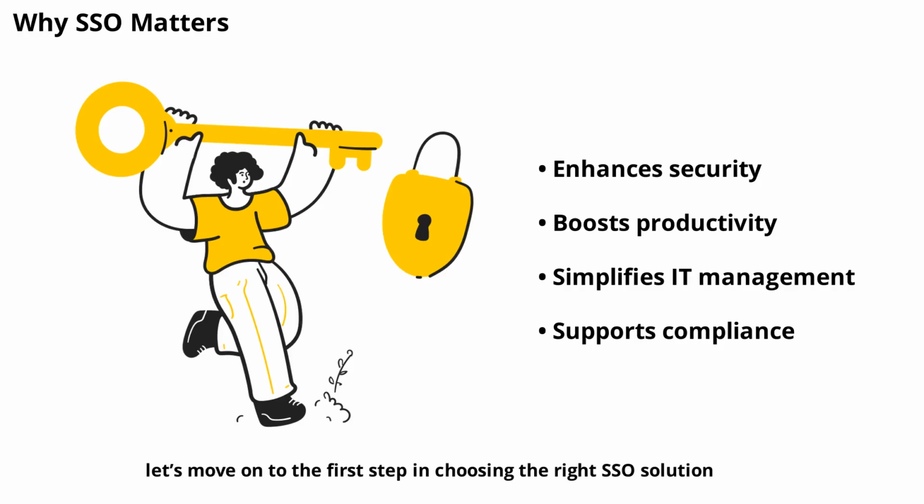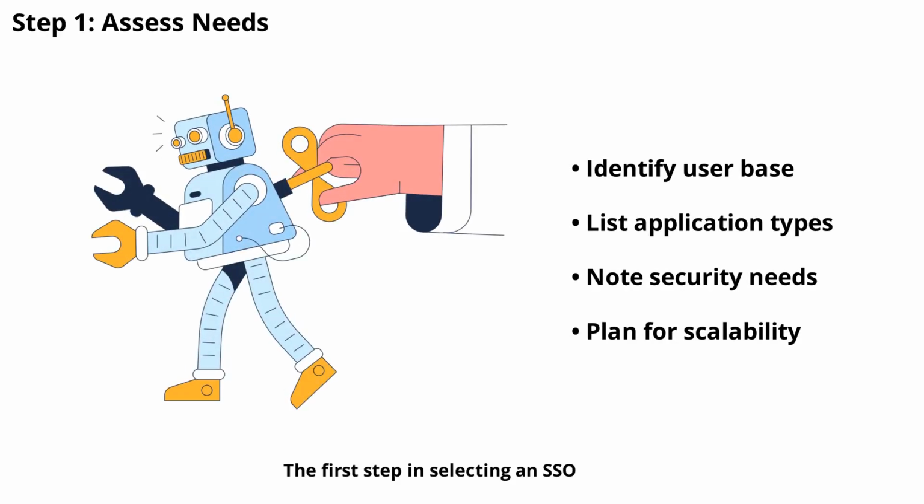With these advantages in mind, let's move on to the first step in choosing the right SSO solution: assessing your organization's needs. The first step in selecting an SSO solution is to thoroughly assess your organization's needs. Start by identifying the number of users, the types of applications you use, and any specific security or compliance requirements. Consider whether you need support for cloud-based, on-premises, or hybrid environments. Also, think about your organization's growth plans. Will your SSO solution need to scale as your team expands? By understanding your unique requirements, you'll be better equipped to evaluate potential SSO providers and avoid costly mismatches down the line.